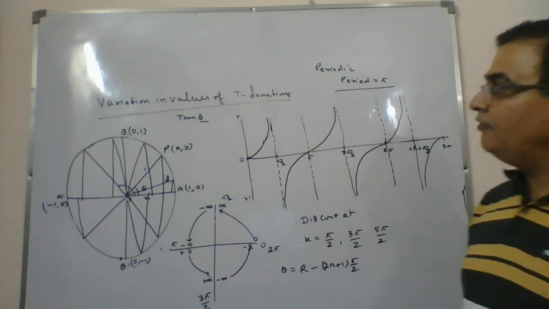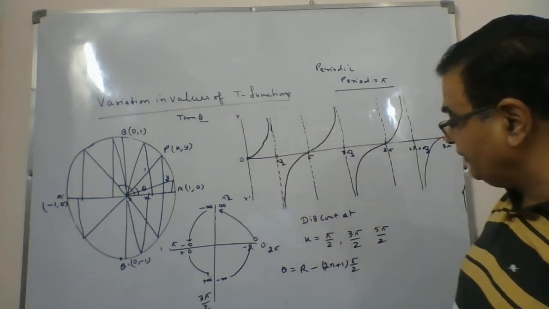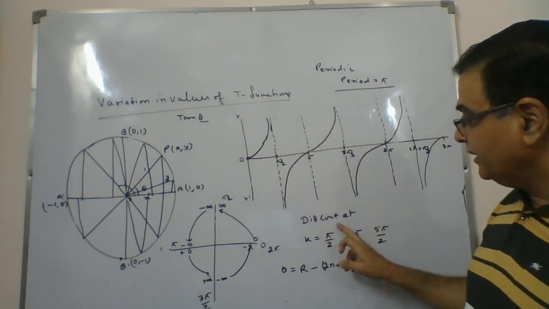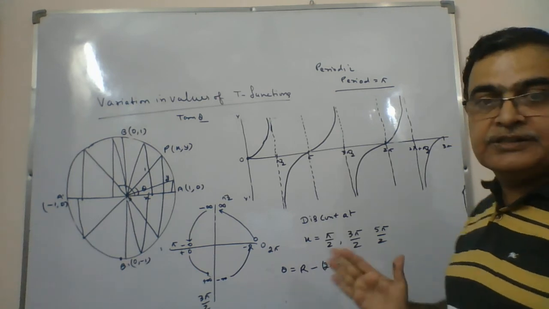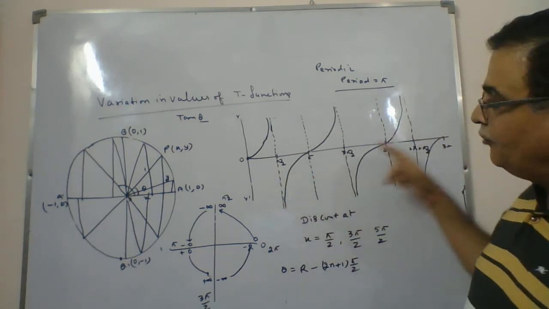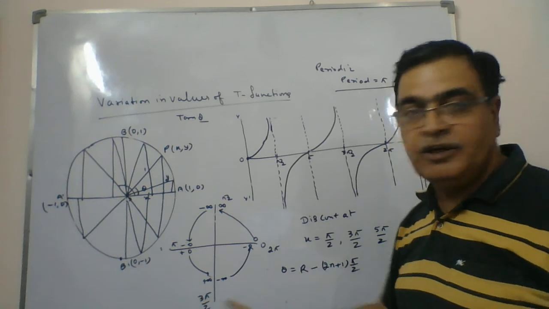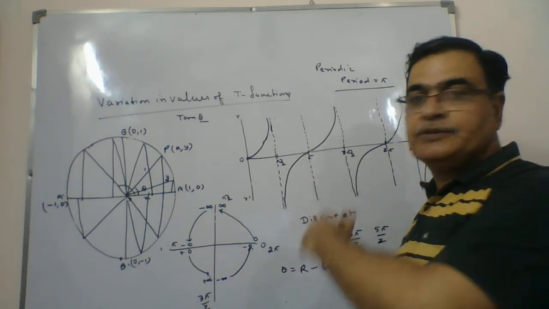So this is the variation in values of tan theta we have done, and it will be discontinuous at odd multiples of pi by 2, and the graph will come like this. Variation will be like this. Next video will start with cot.